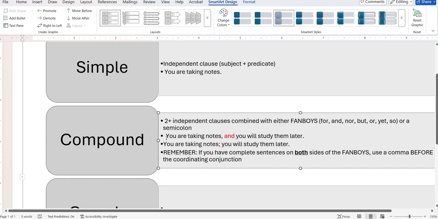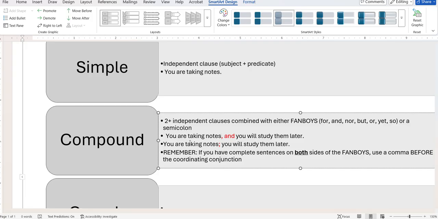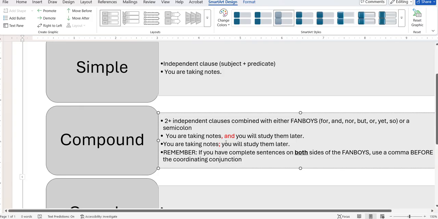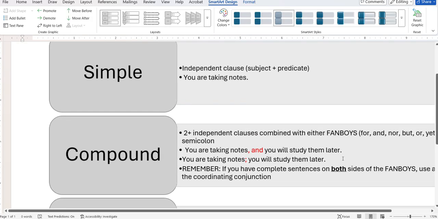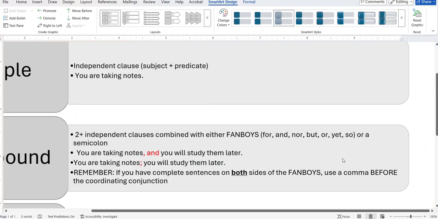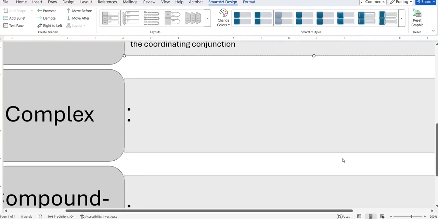Because you are taking notes is a complete sentence. You will study them later is a complete sentence. If I had said you are taking notes and will study them later, no comma, because will study them later is not a complete sentence. It has to have a complete sentence on both sides. So you are taking notes, complete sentence. You will study them later, also a complete sentence.